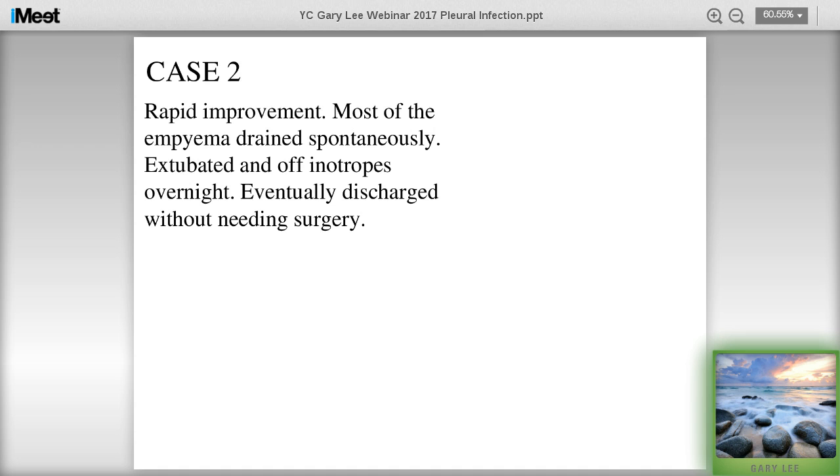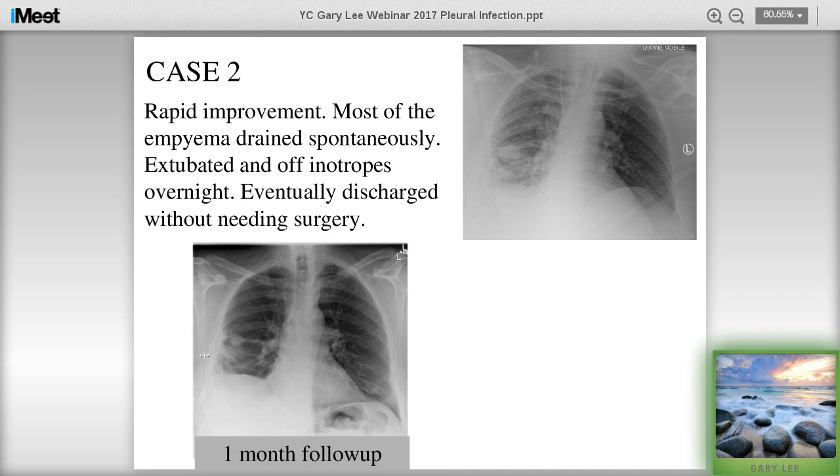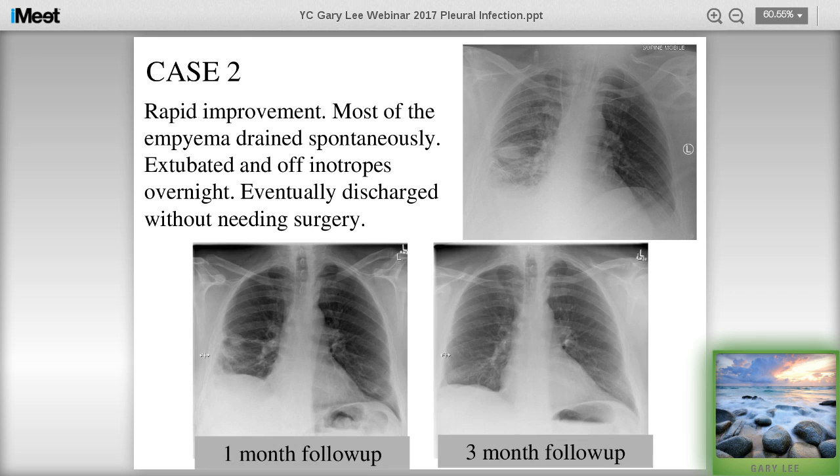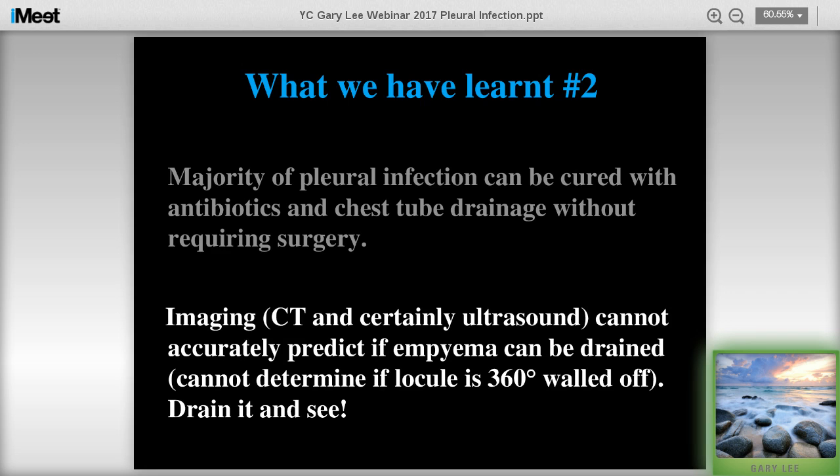And he made a very rapid improvement. Most of the empyema was drained overnight, and he was extubated and off the inotropes very rapidly. And you wouldn't imagine, looking at the amount of frank pus and also the apparent amount of loculation, that it would drain so easily. This is 1 month at follow-up and 3 months at follow-up. So he never required surgery. He made a very uneventful recovery.